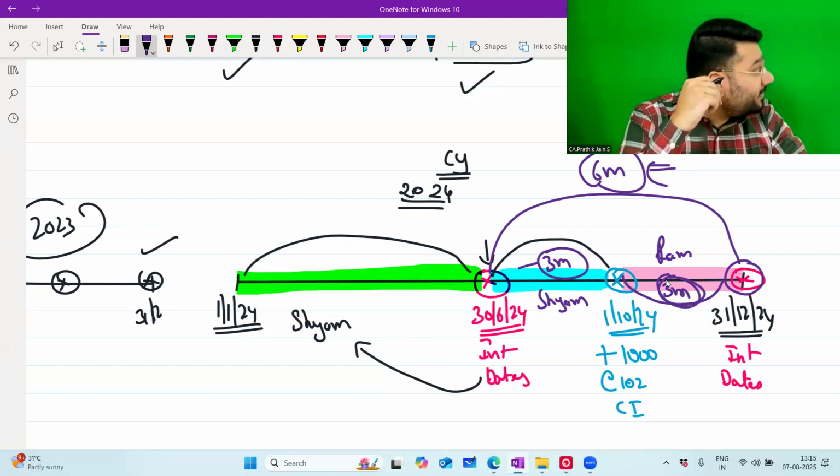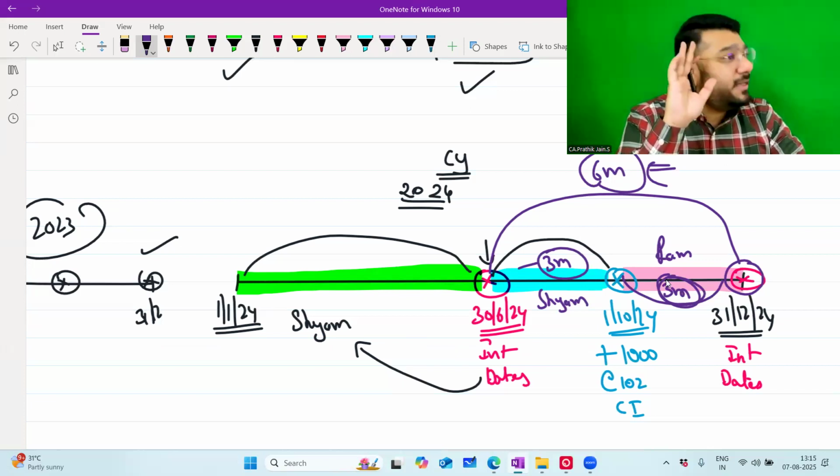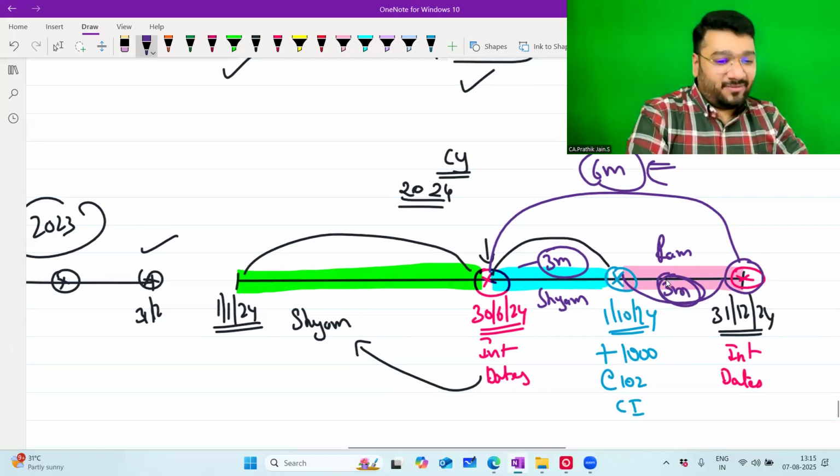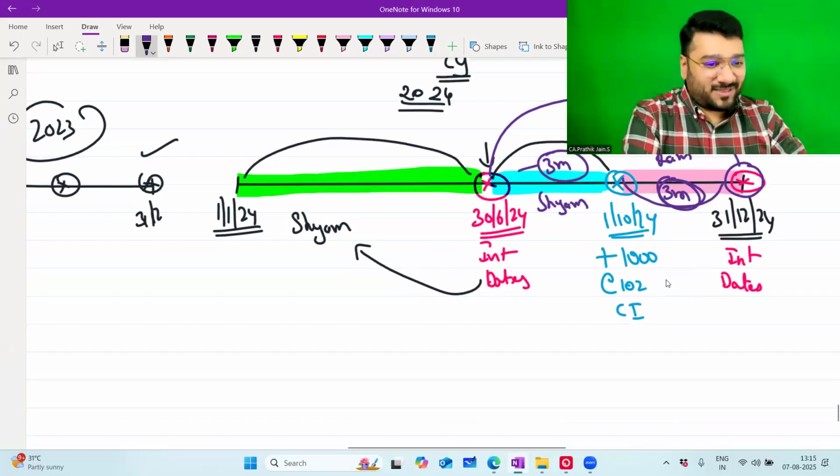Any difficulty? Diagram is clear, not clear? Clear or very clear? Or super clear? Very good, very good.